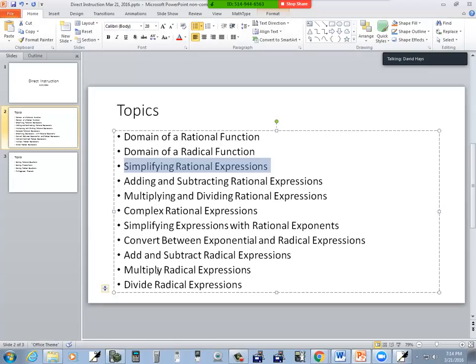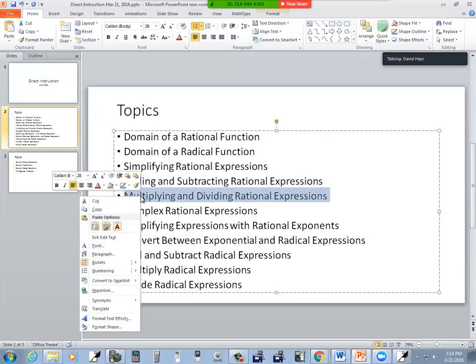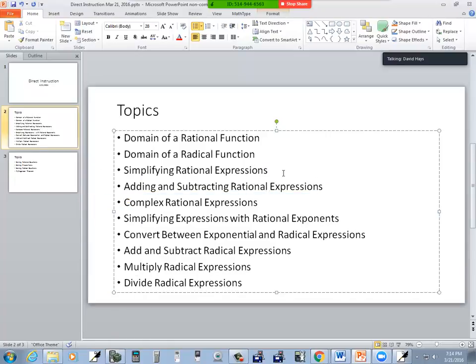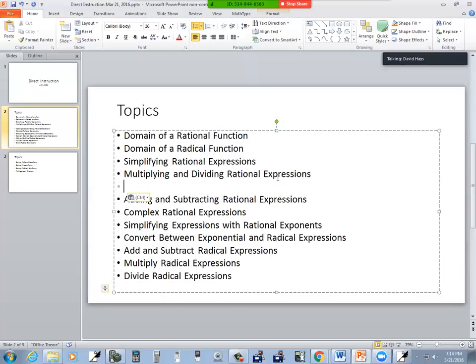Now that's our simplifying rational expressions. Let me cut that, paste it right here.